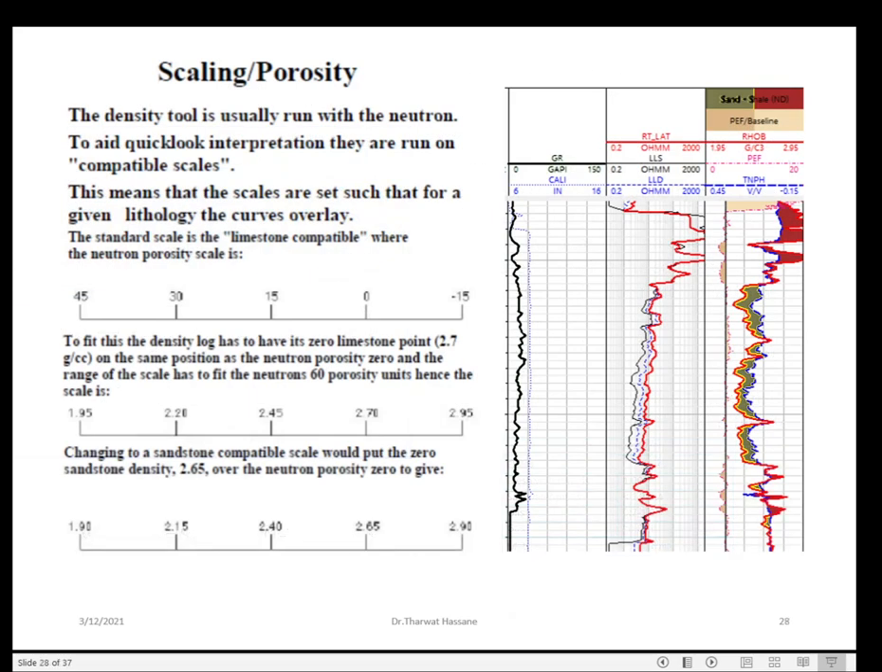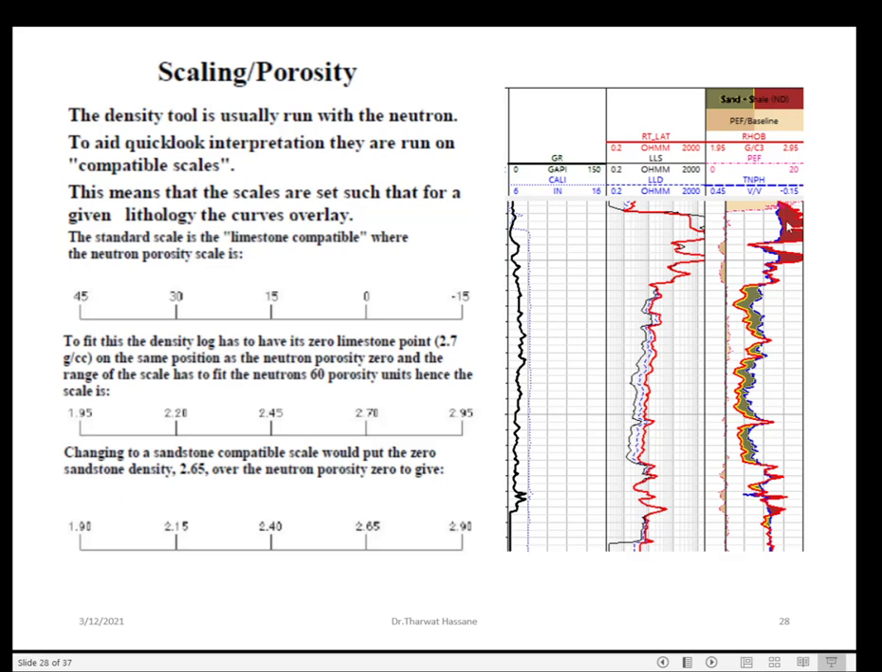Okay, let's go to a very important part here, which is how we use both density and neutron as a compatible scale and do the analysis. Everybody knows the neutron tools have been manufactured with limestone and water as the calibration. So calibrated for limestone and fresh water 100%. In this case, this is a very famous scale: minus 0.15 to 0.55. You can use the limestone scale 1.95 to 2.95 or the sandstone scale 1.9 to 2.9. Some people also use 0 to 0.6. In this case, you can use 1.7 to 2.71 as the limestone.